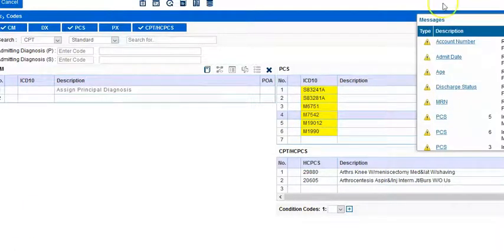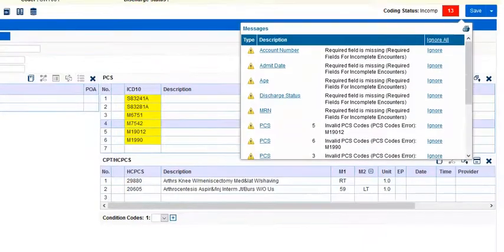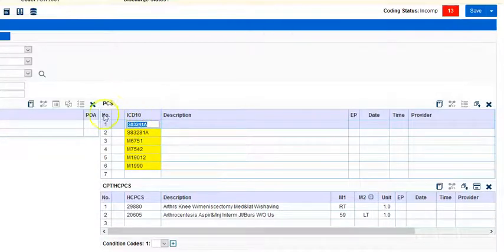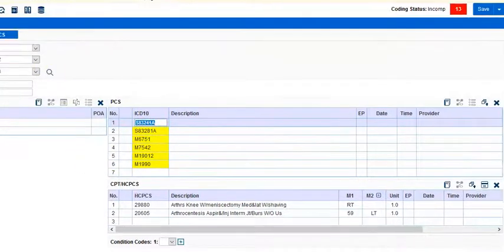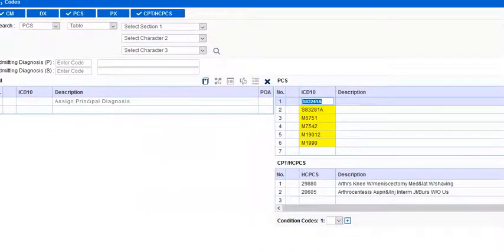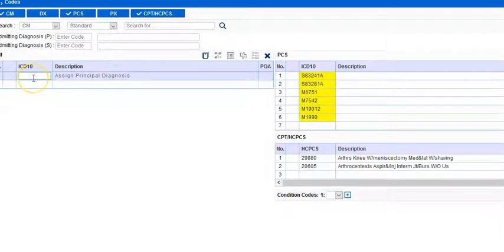So if we look at our status up here, it tells me all the medical record numbers missing and PCS, which is good because you can see I entered the diagnosis codes in the PCS box instead of over here in the CM box. So it's always helpful to look at those edits at the top. So we would just come here and enter all of our diagnosis codes again.